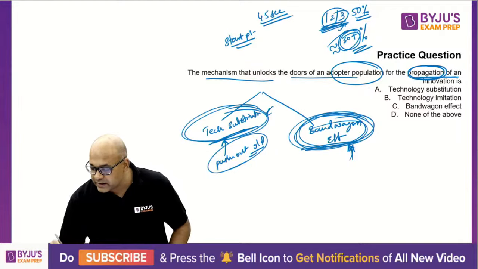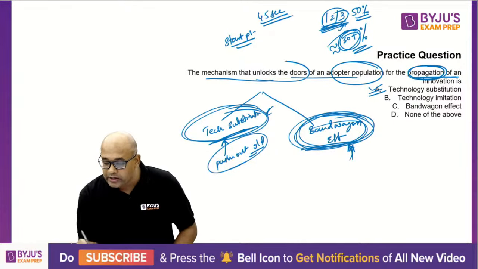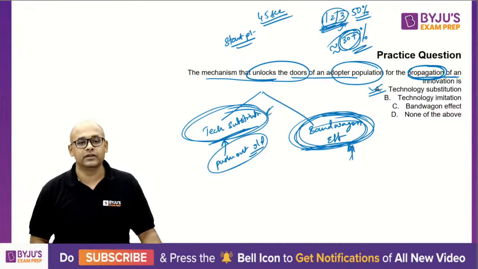Right, so that's the answer. The correct answer here is technology substitution, because you're talking about unlocking the doors, the starting point. Clear?